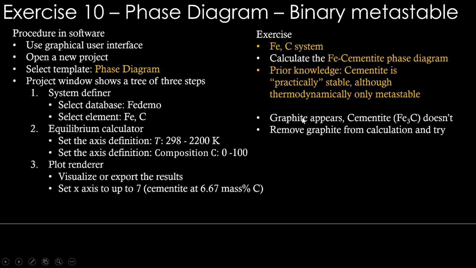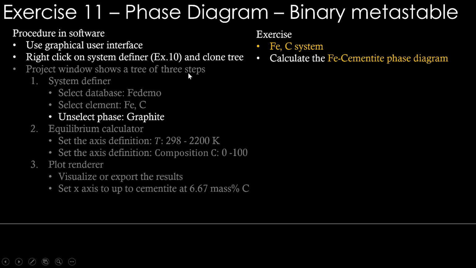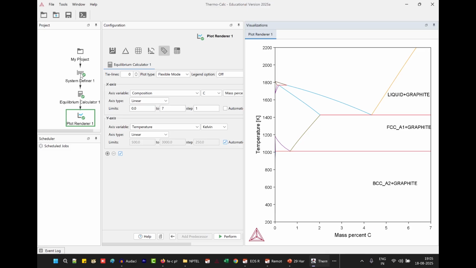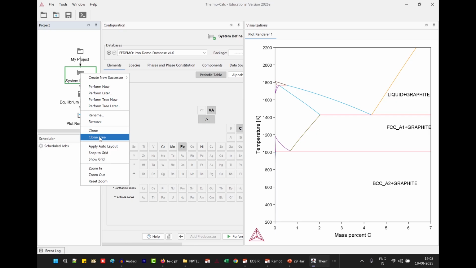Okay, so this is what has happened. Graphite appears, cementite doesn't. So what we are going to do is remove graphite from the calculation and try. To do that, right click on system definer of the example of exercise 10 and clone tree, and then in the system definer stage, do one change: unselect phase graphite, and repeat everything similar to the previous exercise. Let's do that.